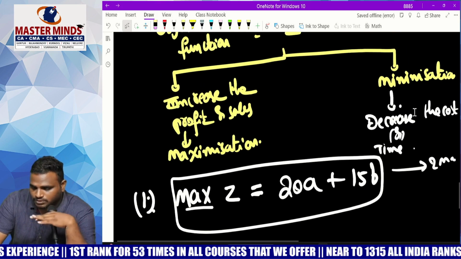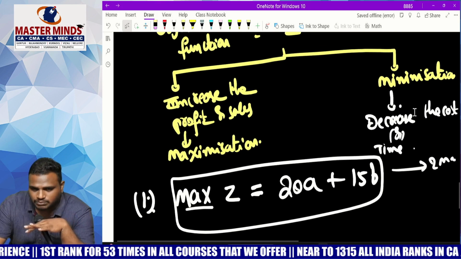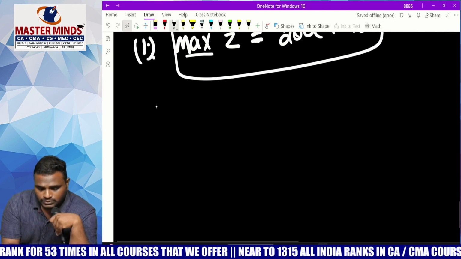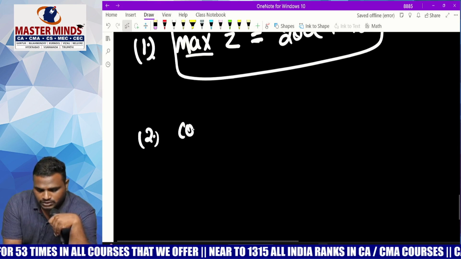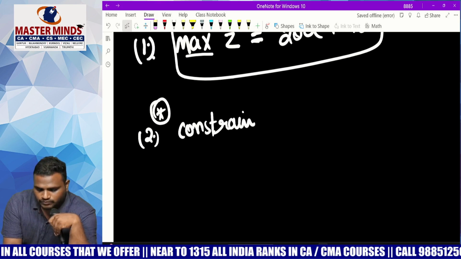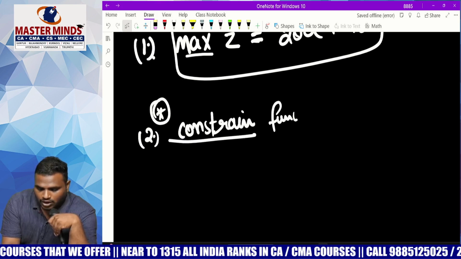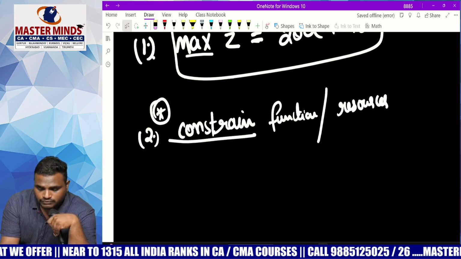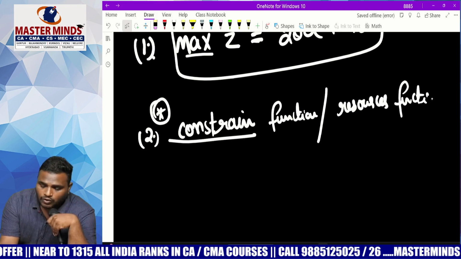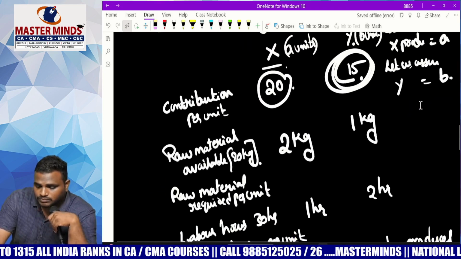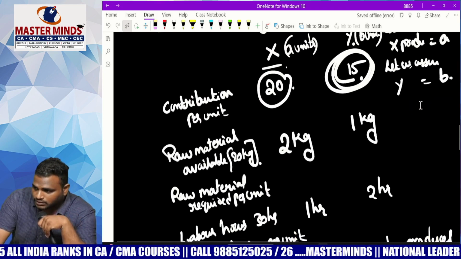Now I'm entering into the second set of equations. What is the second set of equations? Constraint function. This is the main, important one. Constraint function, or another name is resource function. Now here, how many resources are constrained? What are they? Raw material and labor.